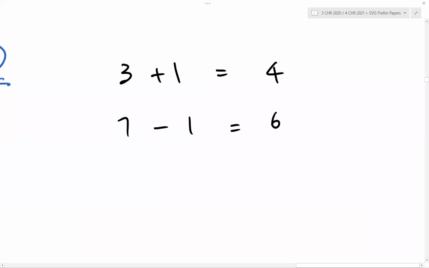Okay, watch. Everybody else, look at the screen. Do you agree with these two equations?